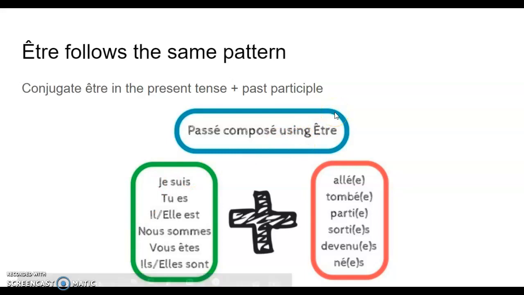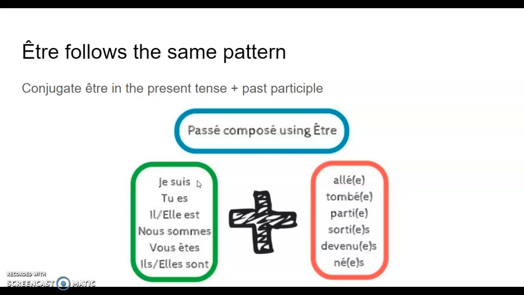Now, when we're doing passé composé with être, it's the same concept. You have your helping verb as piece 1, and then you have your past participle, which is piece 2. So it's être in the present tense, which is je suis, tu es, il est, elle est, on est, et puis nous sommes, vous êtes, ils sont, elles sont, et c'est fini.